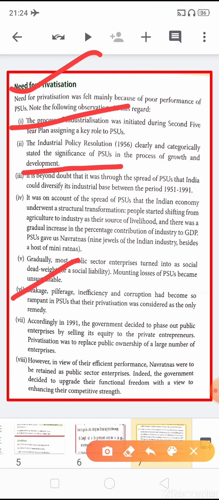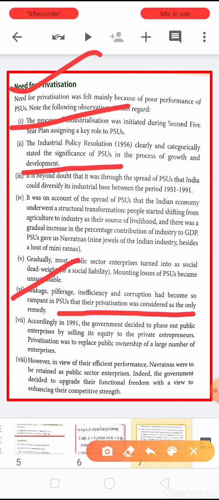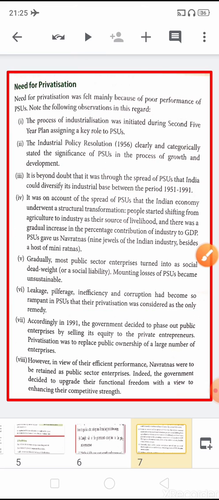Leakage, pilferage, inefficiency and corruption had become so rampant in the public sector undertakings that their privatization was considered as the only remedy. So, accordingly, in the year 1991, the government decided to phase out the public sectors by selling its equity to the private entrepreneurs, and privatization was to replace the public ownership of a large number of enterprises. And in this, the Navratna, the nine jewels, the industries were to be retained as public sector enterprises, and the government decided to upgrade their functional freedom with a view to enhance their competitive strength. And all these nine jewels or Navratna industries can be named as: first, the Indian Oil.